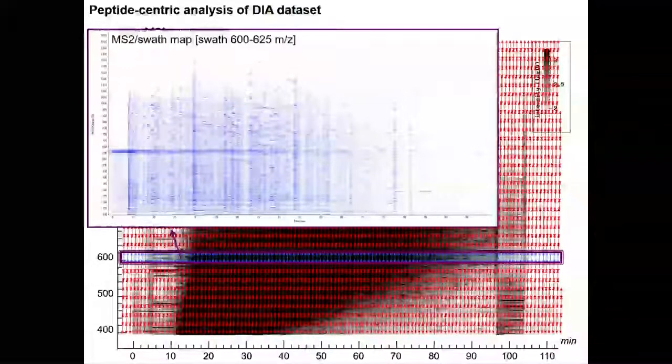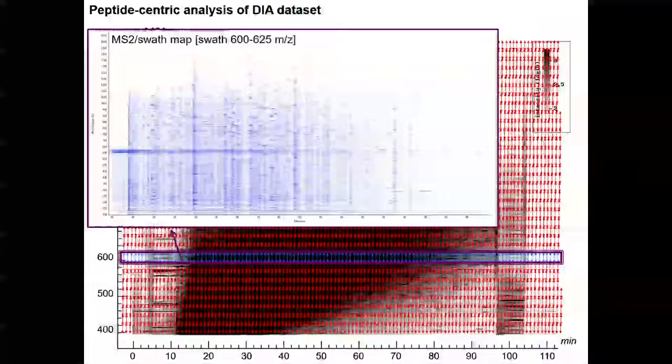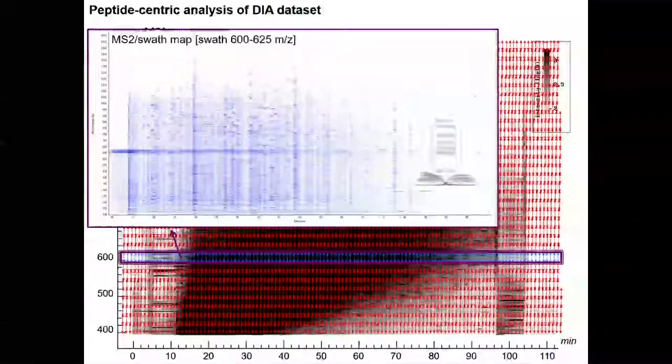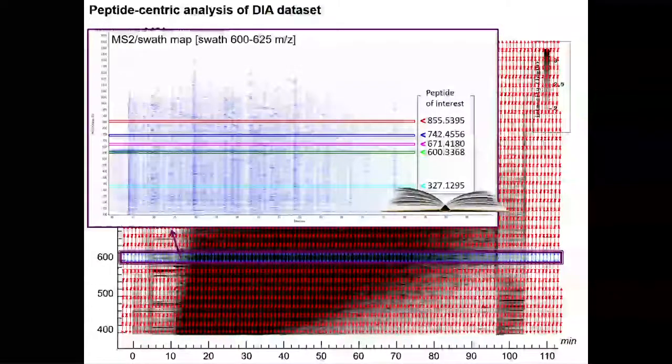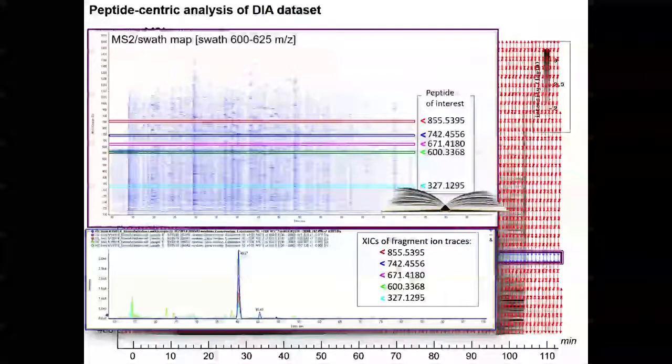So this is the type of data that you have. Depending on how many windows you acquired, you get 32, you get 100 such MS2 maps. And in each of these maps, the way we extract the data is by looking at these peptide libraries. You have your peptide of interest. You have 5 fragments for that peptide that you know are fairly unique for it. And what you do is extract the chromatogram. So you extract these fragment masses in the corresponding MS2 maps where the peptide is supposed to fragment, and then you extract them over the retention time. And what you get is basically this type of picture.